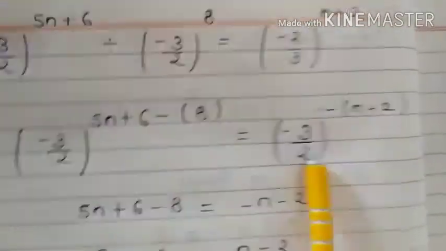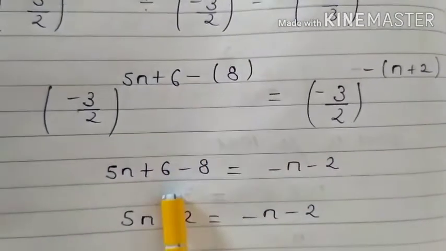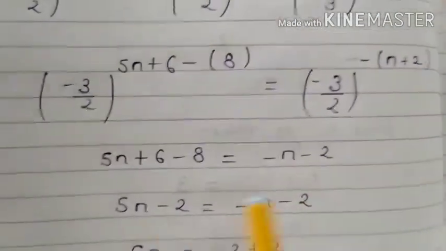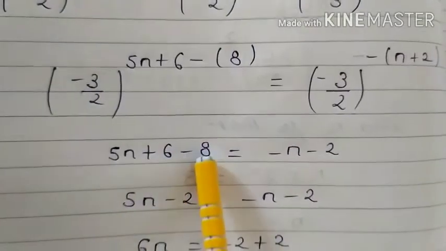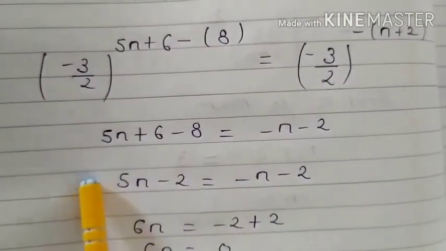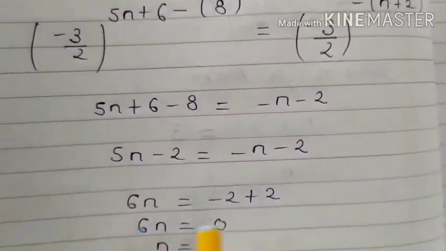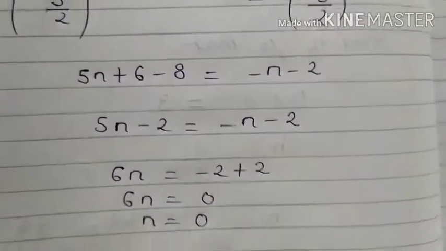Okay, now we have the same base, then the powers will be compared. So 5n plus 6 minus 8 equals minus n minus 2. 5n minus 2, because 6 minus 8 we get minus 2, and minus n minus 2. Minus n shifted to this side we get 6n, and minus 2 shifted to this side we get 0. 6n equals 0, n equals 0.